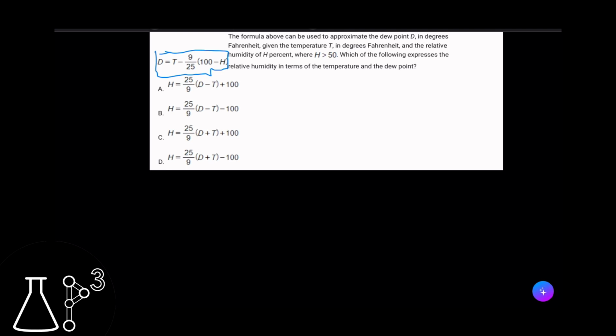So basically, we just want to isolate H. But how can we do that with the information given? Well, first I'm going to rewrite it. I'll have D equals T minus 9 divided by 25, times 100 minus H. What I can do is subtract T on both sides, and I get D minus T, which equals -9 divided by 25, times 100 minus H.